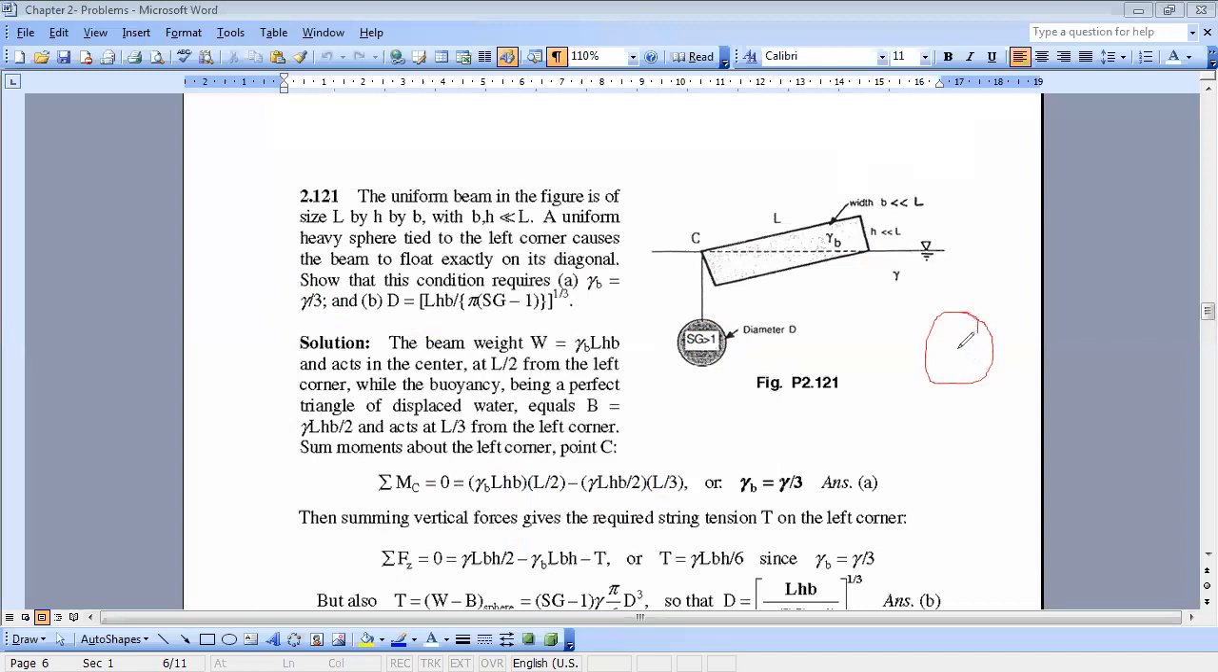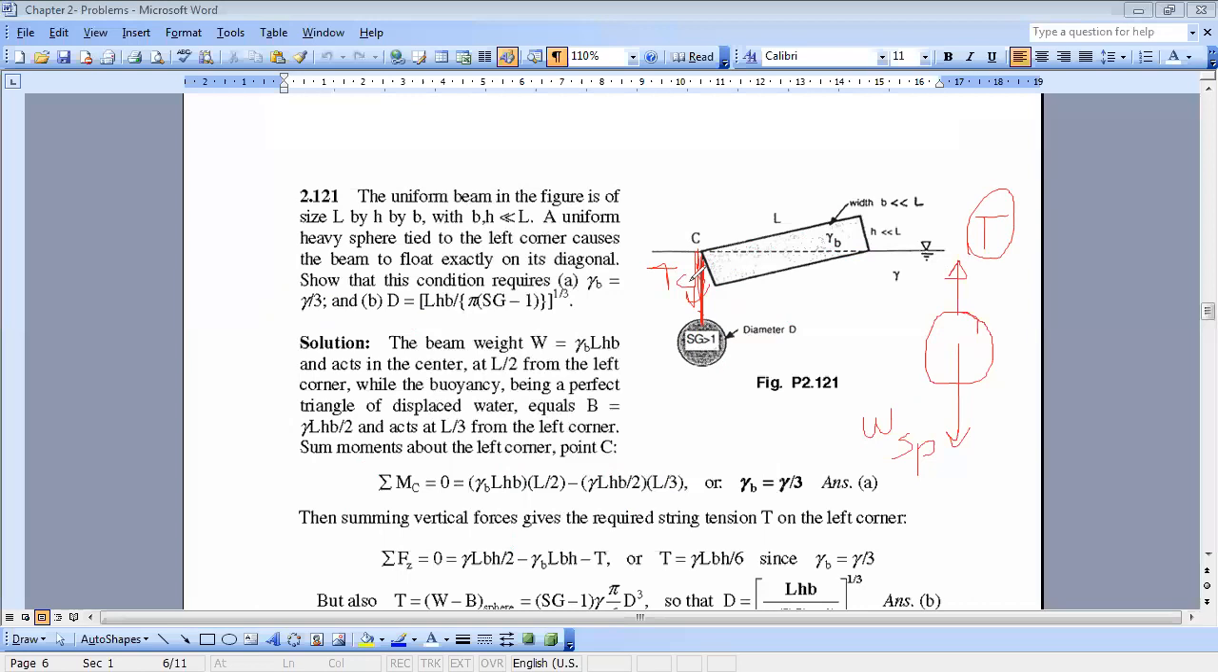If you consider the free body diagram of the sphere, what are the forces acting on it? You have its own weight, W sphere, and what also? You have the tension T. And since it's a cable, the cable will transmit the tension everywhere along it. So in any point here, I will get the same tension T, equal to the one acting at C, TC.